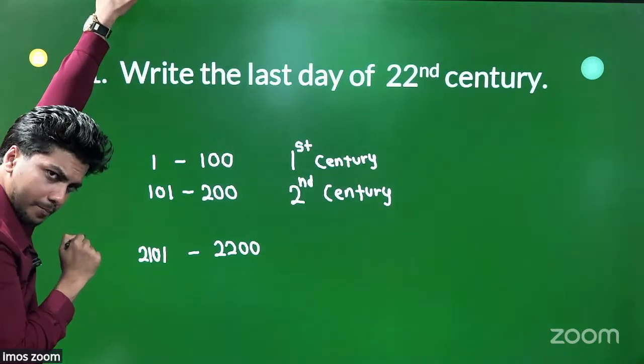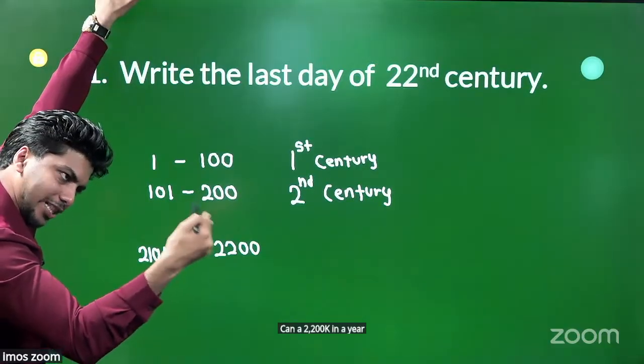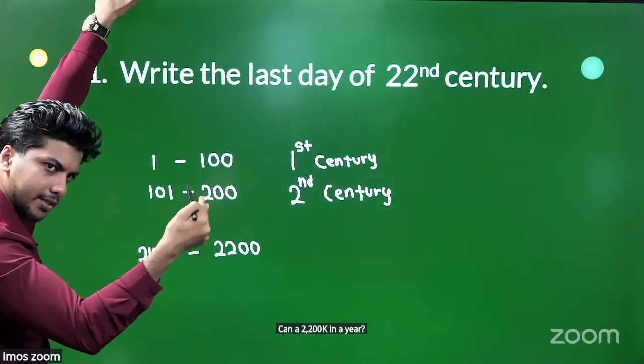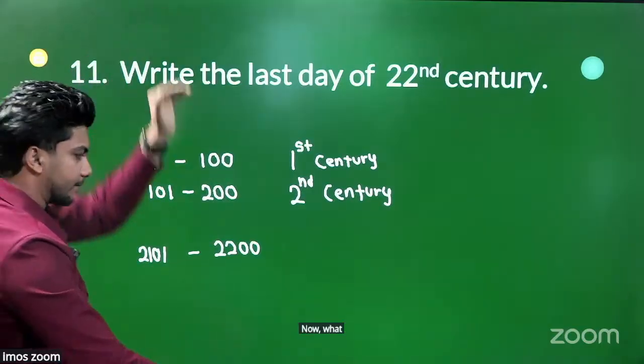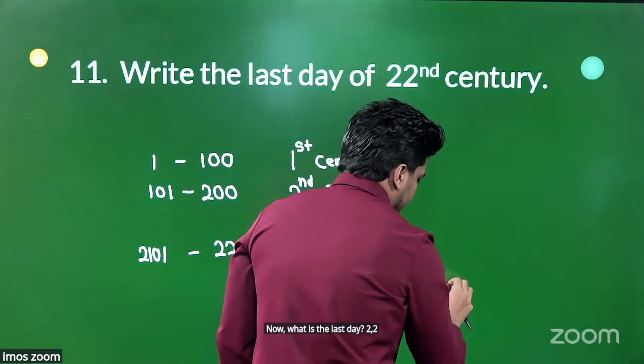Any date in the year 2200 is in the 22nd century. Now what is the last day? 2200 December 31st.